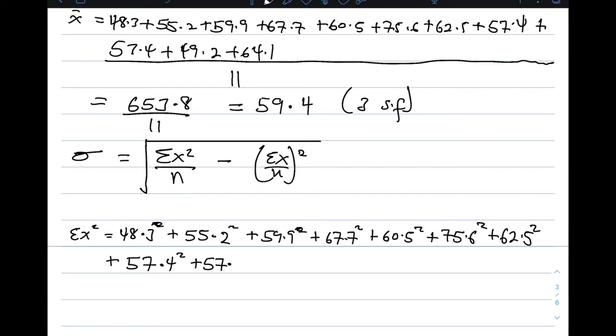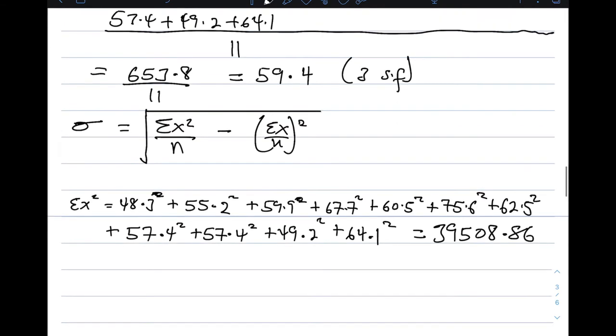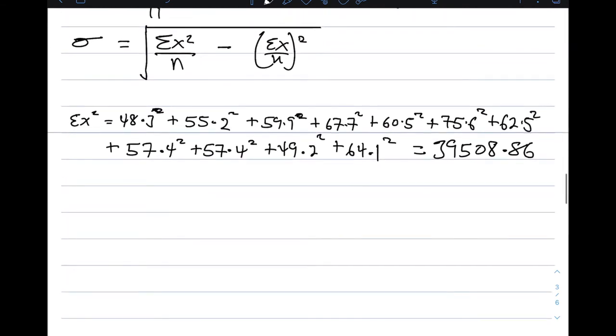57.4 again is double, right? 54.4 squared plus 49.2 squared plus 64.41 squared. Okay, now this, according to my calculator, gives me 39508.86. Okay, I could be wrong. I mean, you should verify that. All right, I think that is all that we need. The rest is easy to work with.